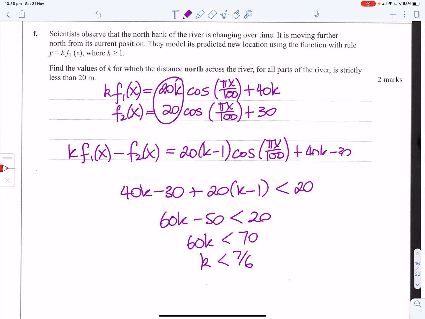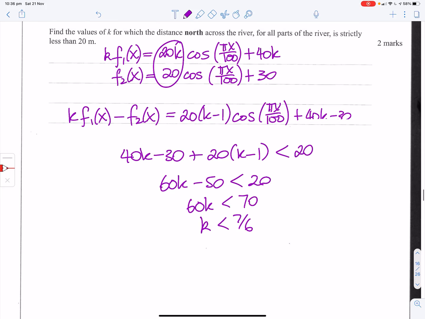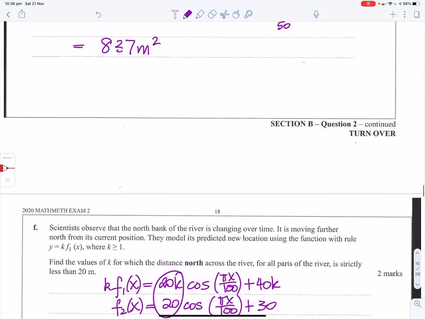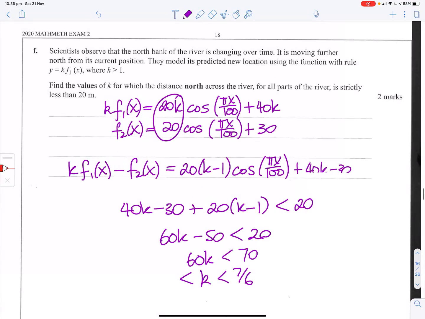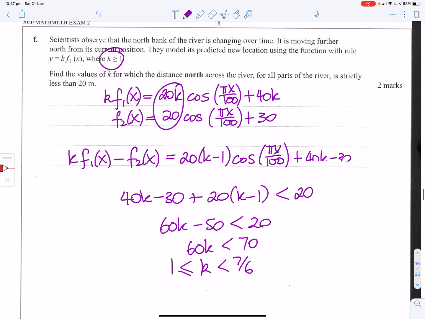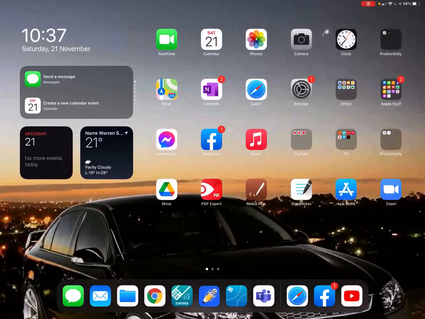So if k is less than 7 on 6, and it's also got to be greater than or equal to 1, because they told us that in the question. So we know k's got to be between 1 and 7 on 6 for this function to stay within 20 metres.